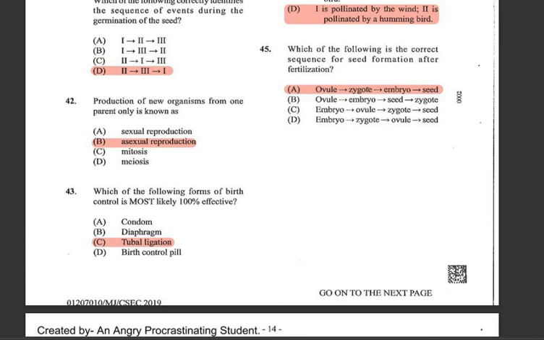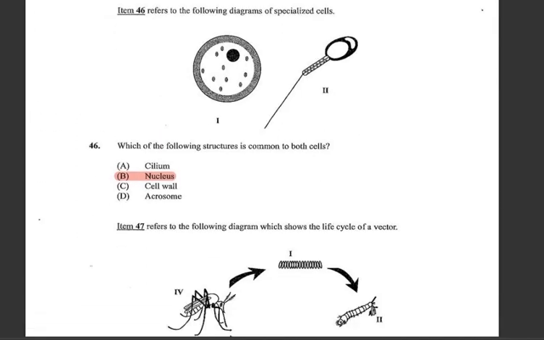Alright, good. Number 46. Here we have a diagram of a specialized cell. It says which of the following structures is common to both cells? Now we look at these two cells. So the common structure here would be a nucleus. Alright, so we're moving on. The answer would be a nucleus.